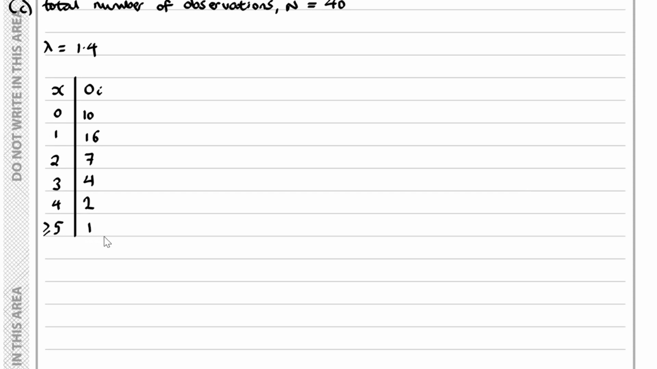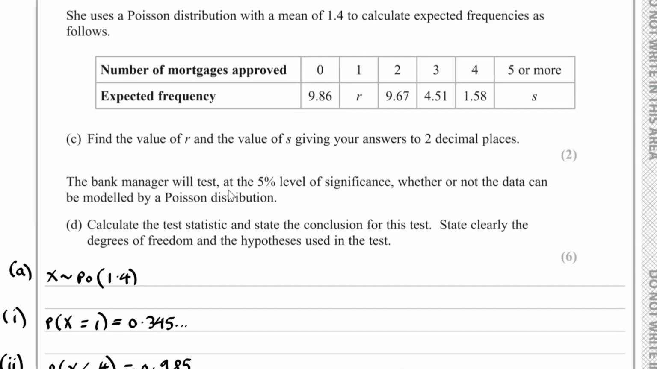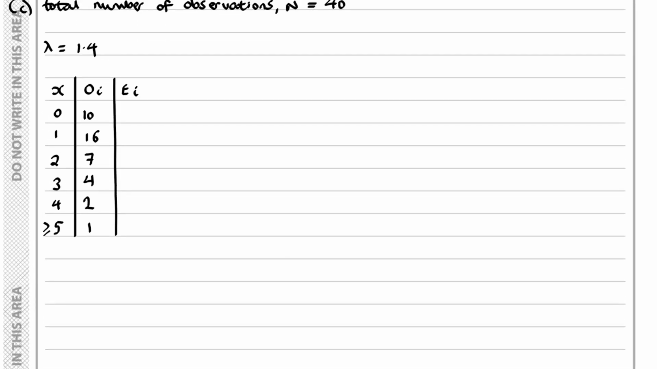And then we've got our expected values as well. So we've got E I. The way we find E I actually is we need to find out the probabilities first of all. So before that, we can find out the probability that x equals x i.